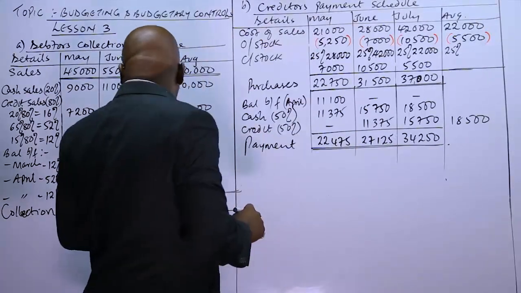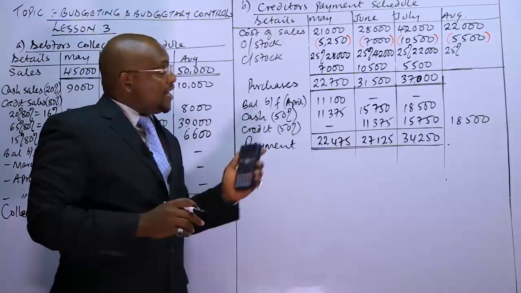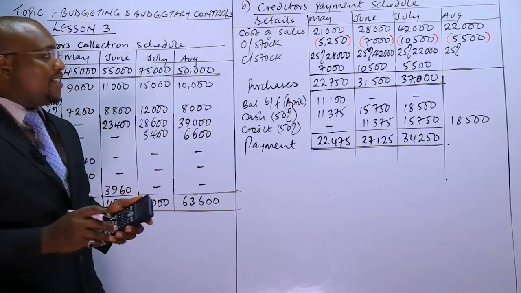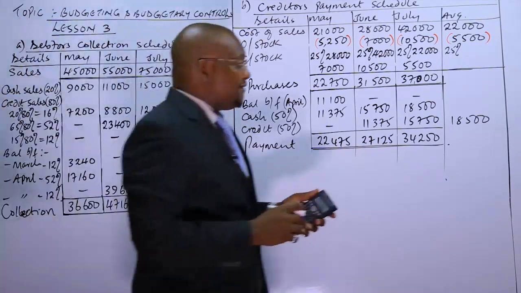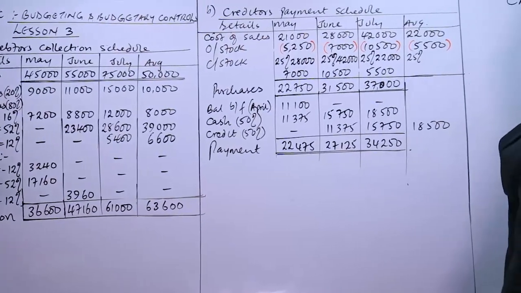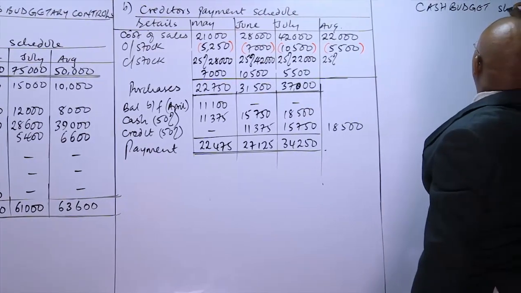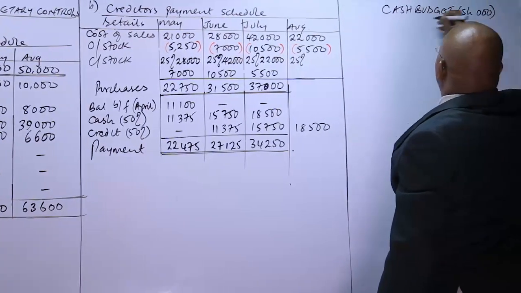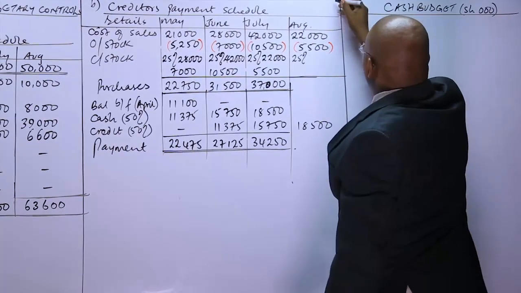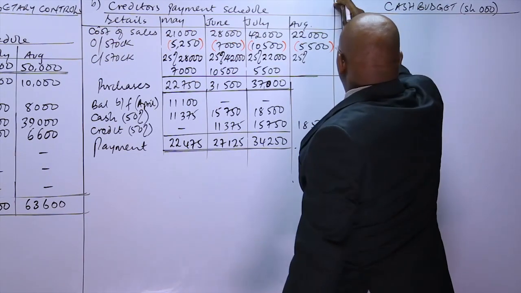So we are going to pay the suppliers in that manner. And that's all about part A and part B. Then part C is now the cash budget that we were asked. So you can have here the cash budget, shillings in thousands. We do have the information given in this manner.